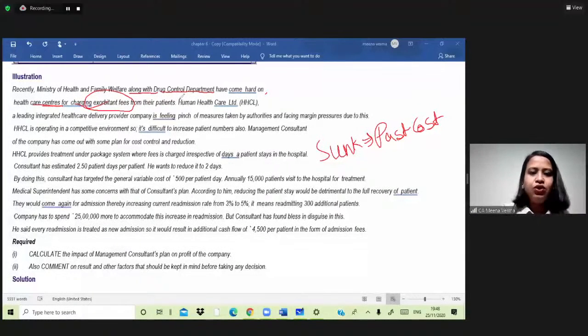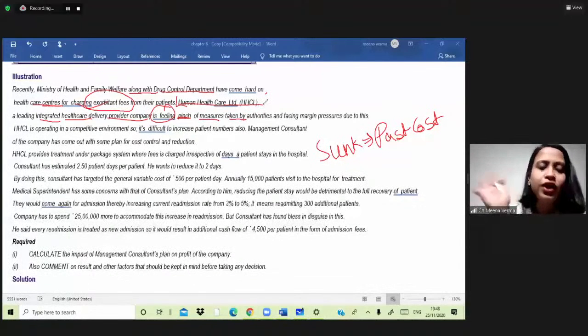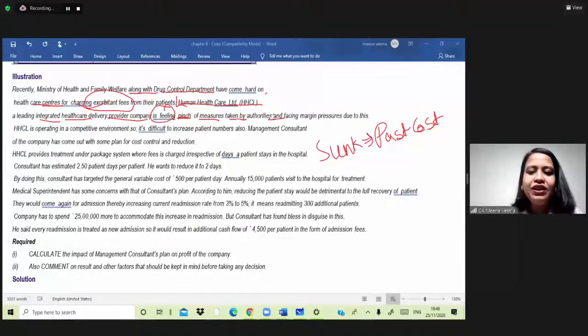Now there is a hospital, Human Healthcare Limited, which is a leading integrated healthcare provider. They provide health related services, and is a company which is feeling the pinch of the measures taken by the authority. Now they are not happy with this decision of the Ministry of Health. Okay, this hospital is not happy with the decision. And why are they not happy?